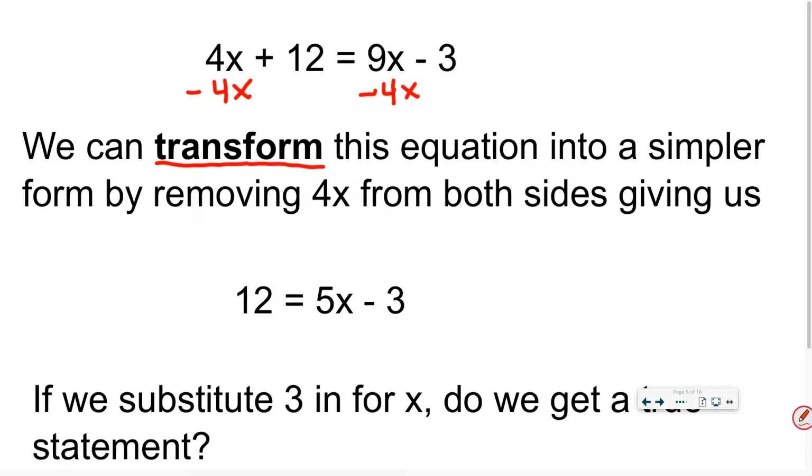Yeah, in order for my equation to stay equal, I have to do the same thing to both sides. So now I've isolated. I removed 4x from here, and I'm left with 12 equals 5x minus 3. If I substitute 3 in for x, what is my equation now? Does the left side of my equation change? No, it's still 12. What's the right side of my equation if I substitute in 3 for x? 15 minus 3 equals 12.